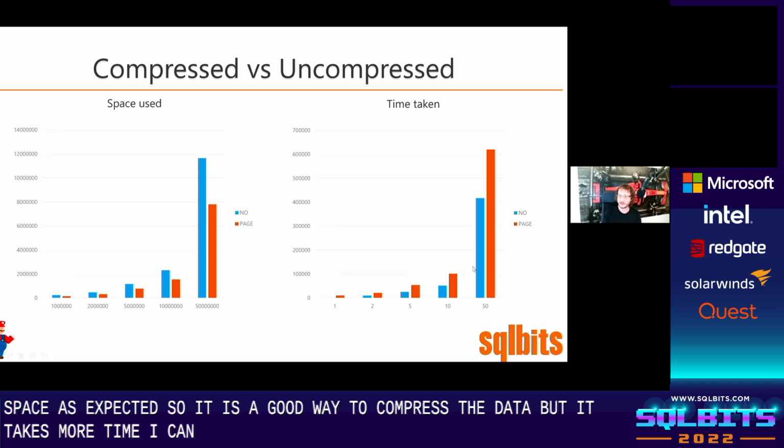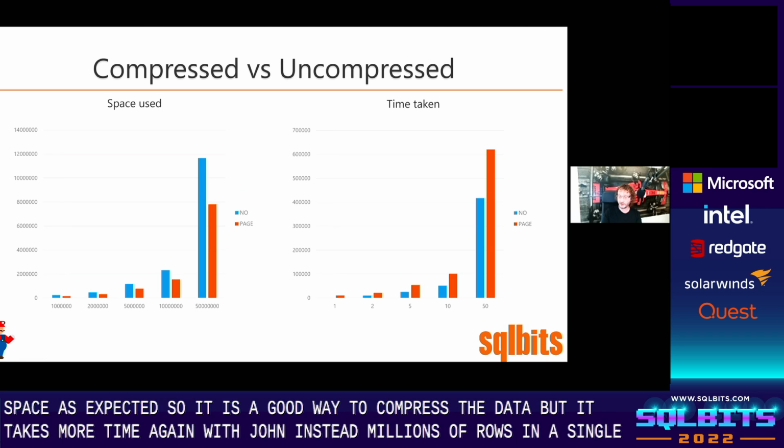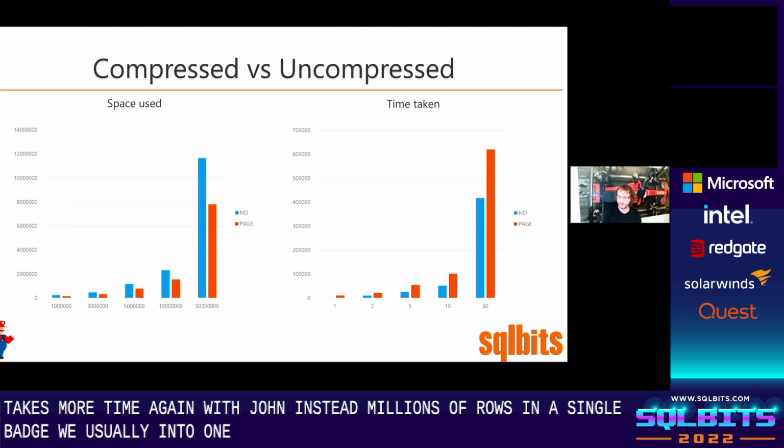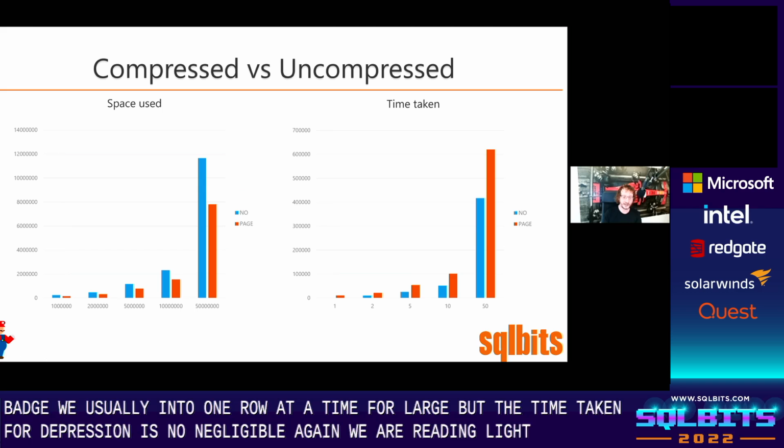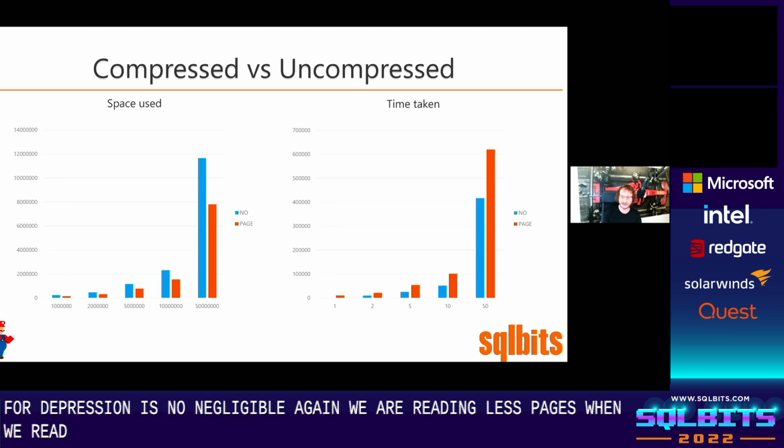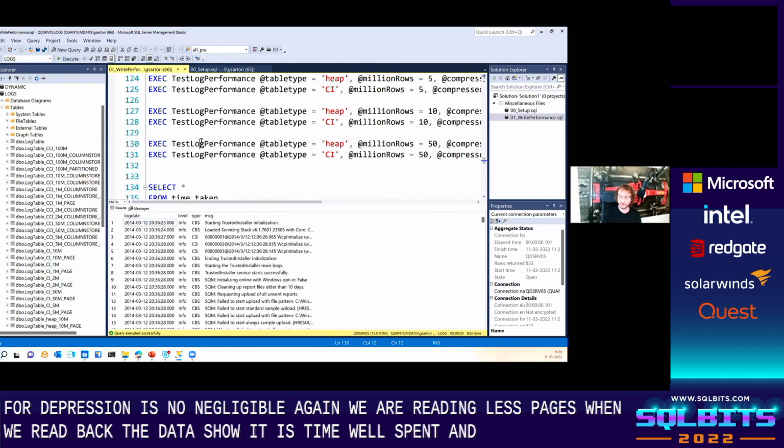Again, we don't insert millions of rows in a single batch. We usually insert one row at a time for logs, but the time taken for page compression is non-negligible. Again, we are reading fewer pages when we read back the data, so it is time well spent. And what else could we do?